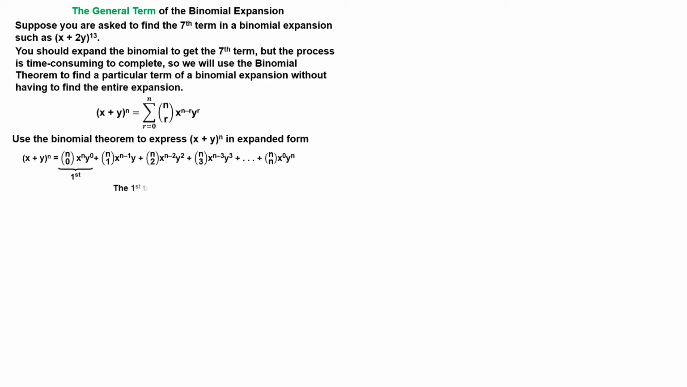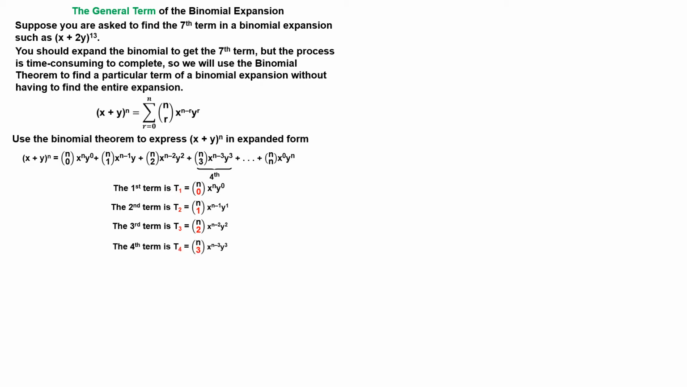When we are looking for the first term, the bottom number of the binomial coefficient is 0. When we are looking for the second term, the bottom number of the binomial coefficient is 1. When we are looking for the third term, it is 2. When we are looking for the fourth term, it is 3.